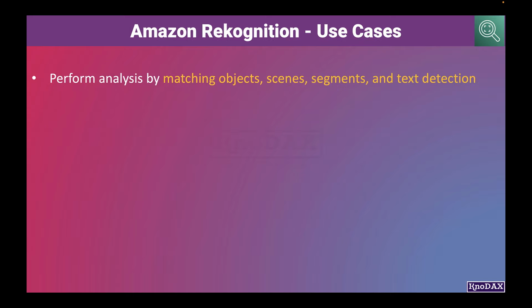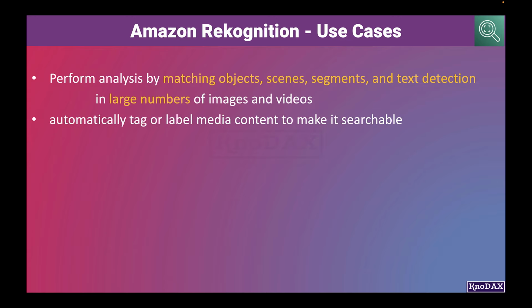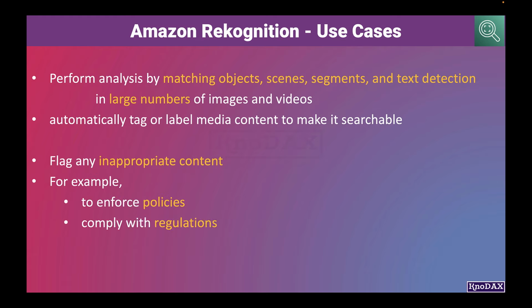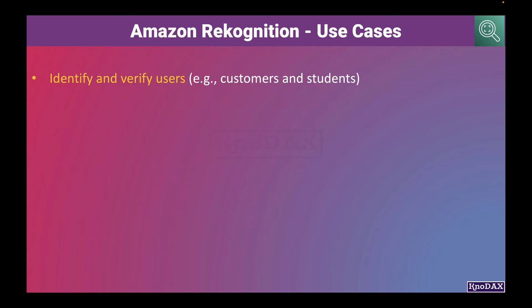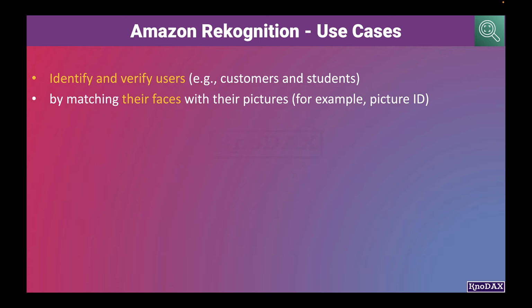Now let's look into its use cases. You can also perform analysis by matching objects, scenes, segments, and text detection in large numbers of images and videos. You can automatically tag or label media content to make it searchable. You can also flag any inappropriate content to enforce policies, comply with regulations, and protect your brand. You can identify and verify users such as customers and students by matching their faces with their identity document pictures. For example, picture ID using facial analysis.